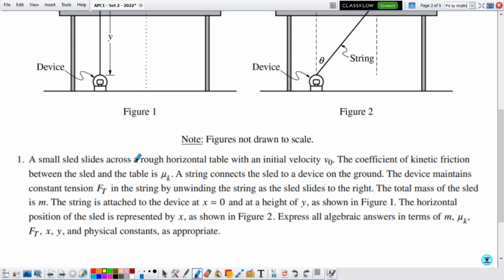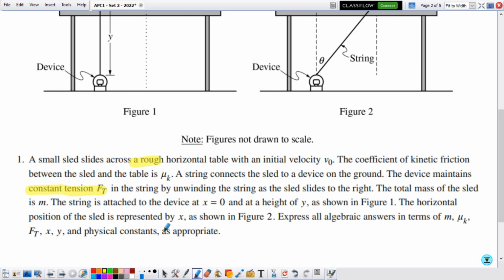Then the table is rough, which means that we have friction. The coefficient of kinetic friction between the sled and the table is μk. A string connects the sled to a device on the ground. The device maintains a constant tension force. So the tension force is constant.